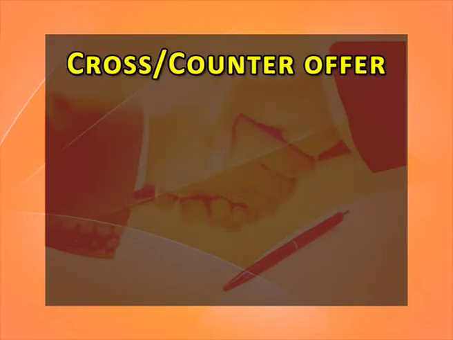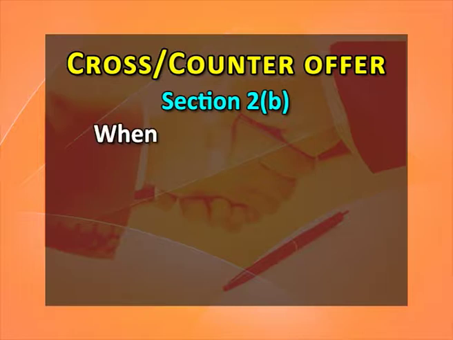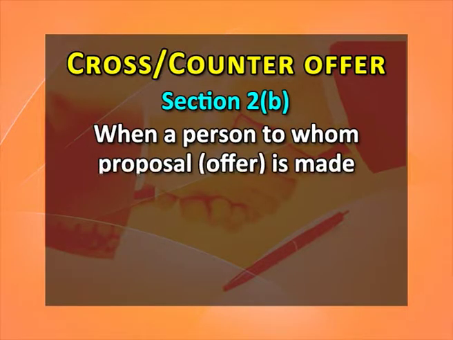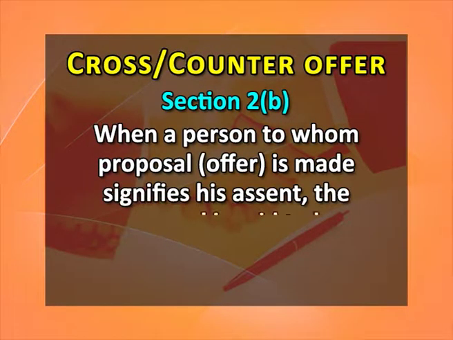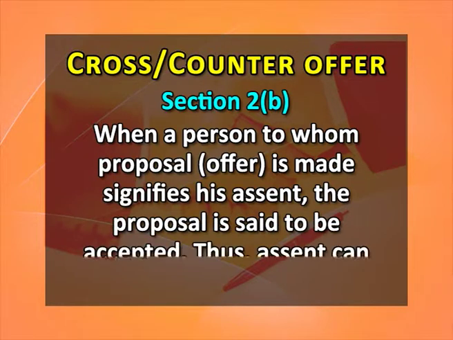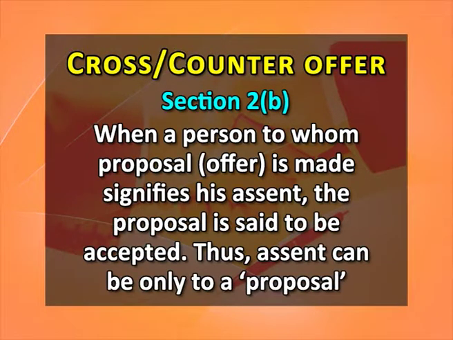Third is cross offer. As per Section 2(b), when a person to whom proposal is made signifies his assent, the proposal is said to be accepted. Thus, assent can be only to a proposal. If there was no proposal, question of its acceptance cannot arise.